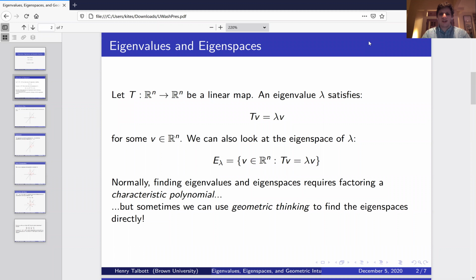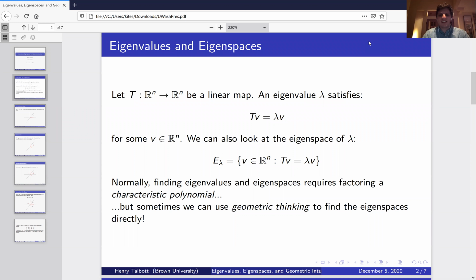Let T be a linear map from R^n to R^n. An eigenvalue lambda is simply a number that satisfies Tv equals lambda v for some vector v in R^n. Geometrically, what this means is that if we take v and apply T to it, v will be scaled by lambda, but crucially, the direction of v will not change.